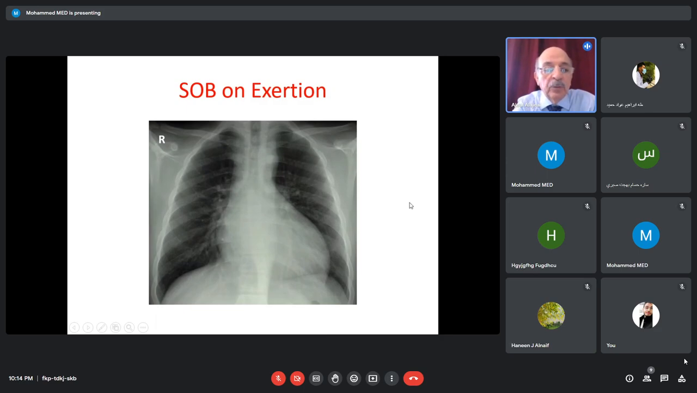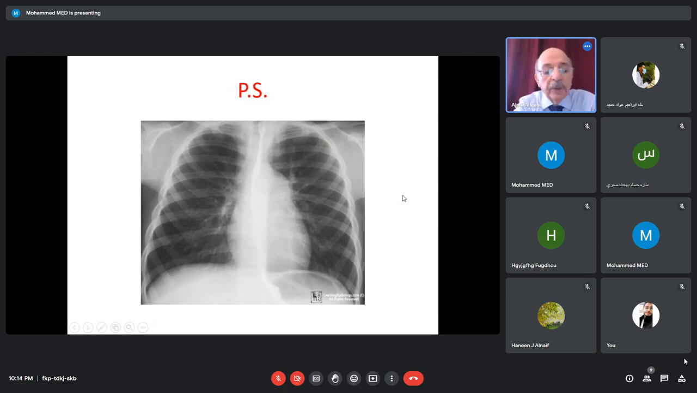This patient presented with shortness of breath on exertion. Okay, go to the other slide, please. This is an important slide. When you see the pulmonary artery here is prominent, it indicates that the pressure in here is high, or actually, in this patient, it's not the pressure that is high, again, because of turbulence. This is typical of pulmonary stenosis, PS.